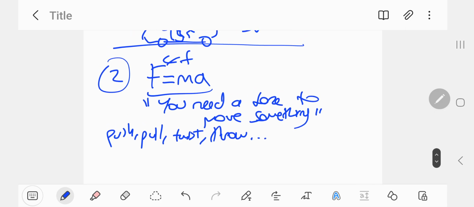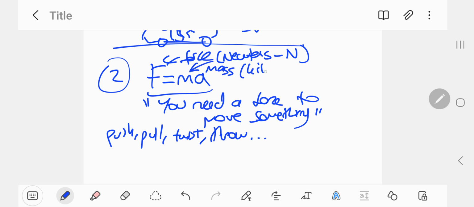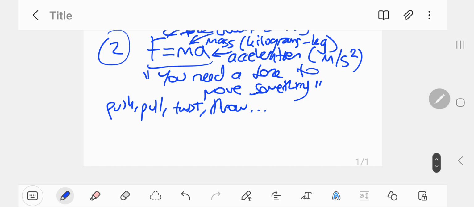F stands for force, and force is measured in units of newtons in honor of Sir Isaac Newton, capital N. M stands for mass. It has units of kilograms, small k and small g. I've seen students write capital K, that's wrong. And A is the acceleration. It has units of meters per second squared.